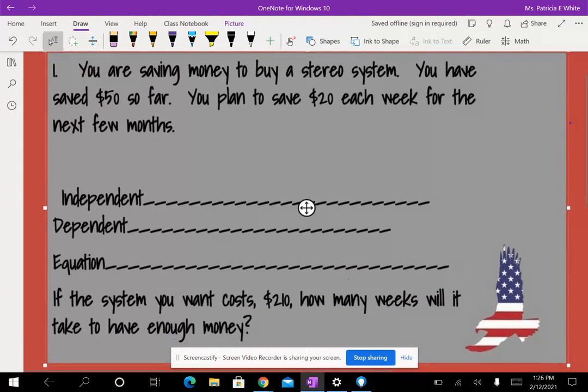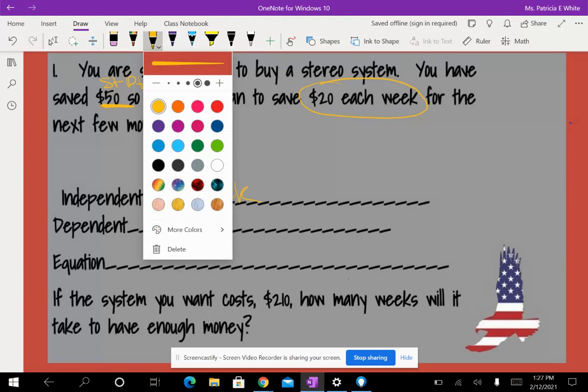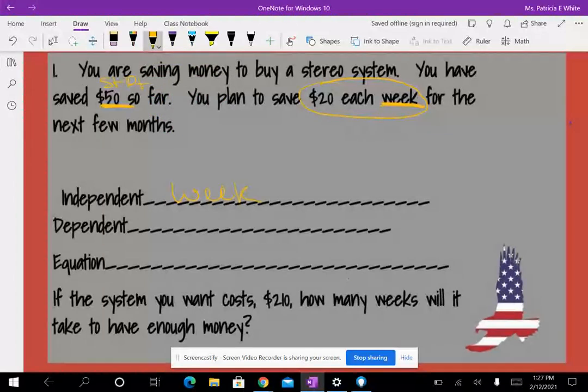All right. You are saving money to buy a stereo system. You have $50 so far. We should already be recognizing that $50 as my starting point, because that's where you're starting. You're starting to save money, but you already have that $50. $20 each week for the next few months. Independent, weeks. Remember, anytime that I am doing a measurement of time, that's always going to be independent.